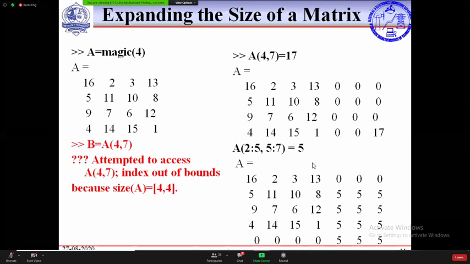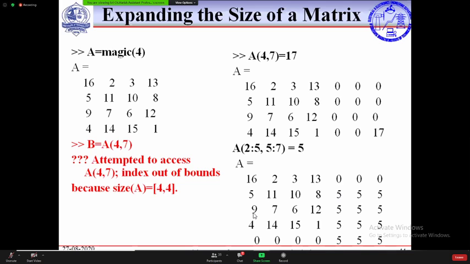Okay. Similarly, when I want to assign, A is there already. What is that A? 4 by 4 matrix. Now what I want to do: A of 2 to 5 comma 5 to 7 equal to 5, means second row to fifth row and fifth column to seventh column. I want to add 5. Is it clear? For these addresses, I want to add 5.